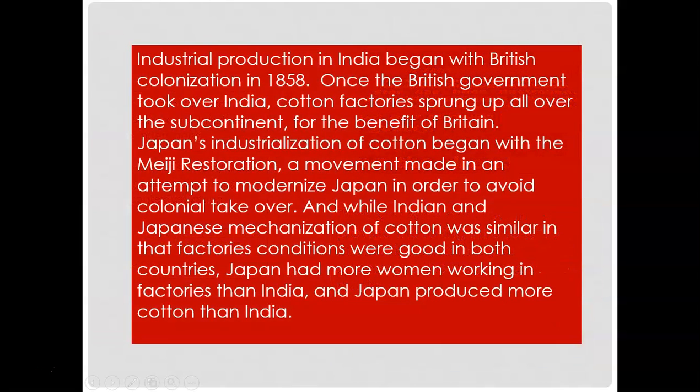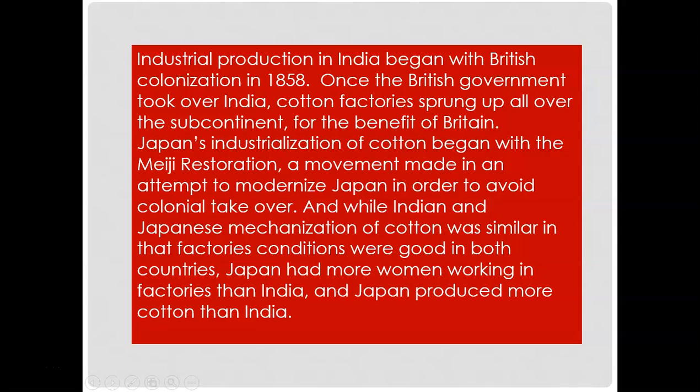So let's take a look at what contextualization could look like. Here we go. Industrial production in India began with British colonization in 1858. Once the British government took over India, cotton factories sprung up all over the subcontinent for the benefit of Britain. Japan's industrialization of cotton began with the Meiji Restoration, a movement made in an attempt to modernize Japan in order to avoid colonial takeover. And while India and Japanese mechanization of cotton was similar in that factory conditions were good in both countries, Japan had more women working in factories than India, and Japan produced more cotton than India.